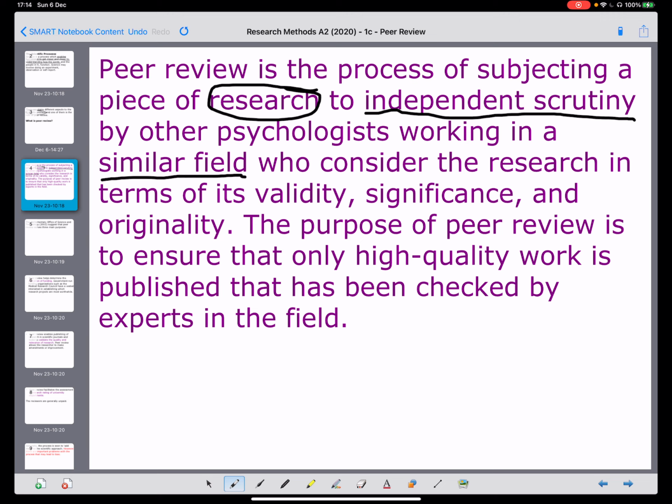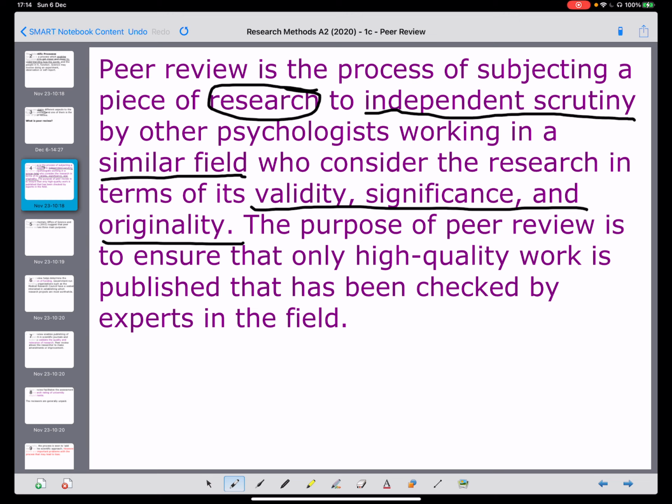And their job is to look at the validity, significance, and originality of that research. In other words, they're seeing if my research is valid, whether it is important for us to do in terms of furthering our understanding of human behavior. If it's significant, in other words, is it actually telling us something about human behavior? And is it original? In other words, have I just copied it or something along those lines?